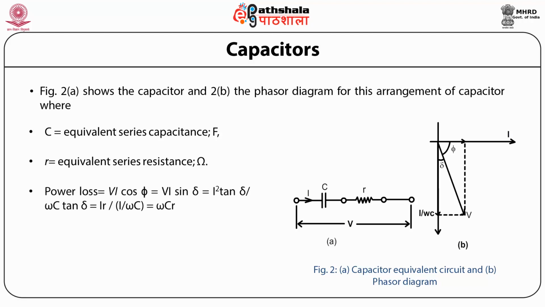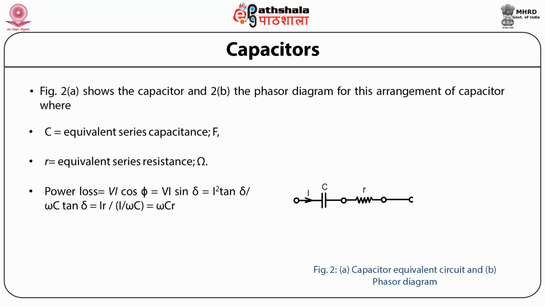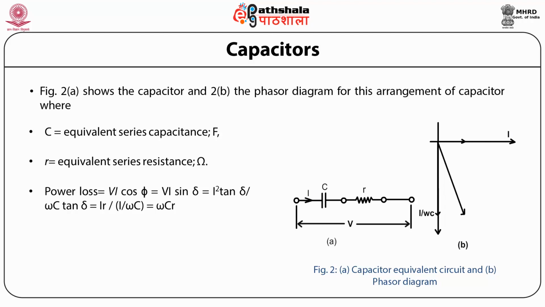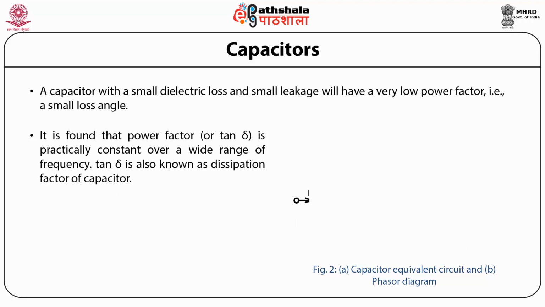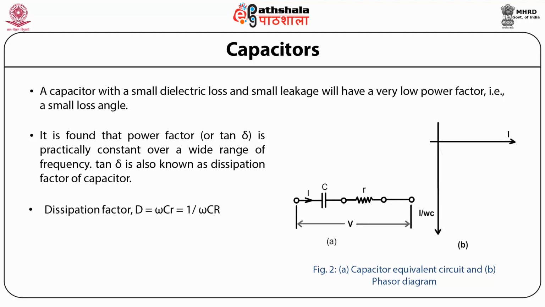Here the power loss is given by V I cos phi, which is equal to V I sin delta. Thus, the final term for power loss is given by I square tan delta divided by omega C, where tan delta is equal to IR divided by 1 by omega C. Thus, tan delta is given by omega CR. The power factor of a capacitor is a very good test of its quality. The dissipation factor D is given by omega CR, which is equal to 1 by omega C R.